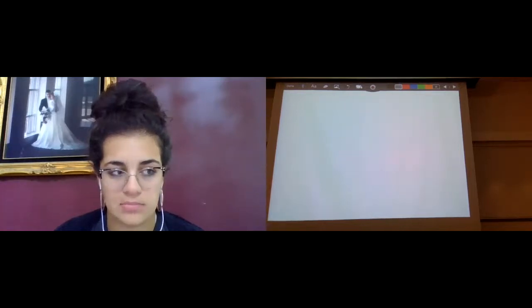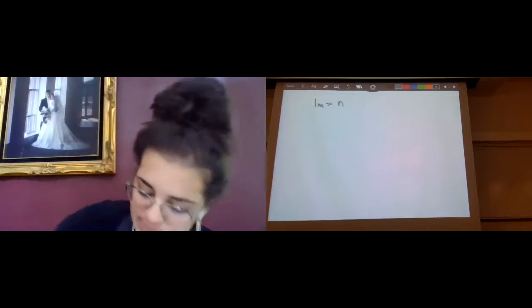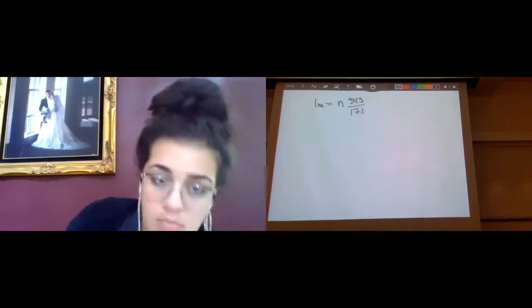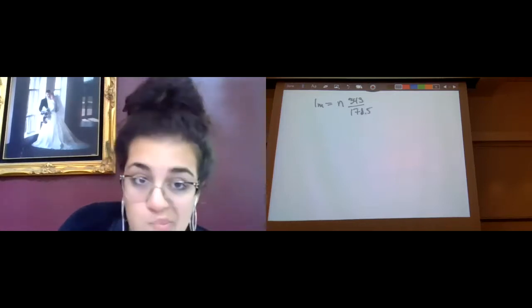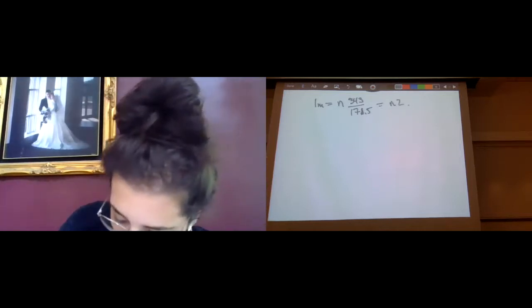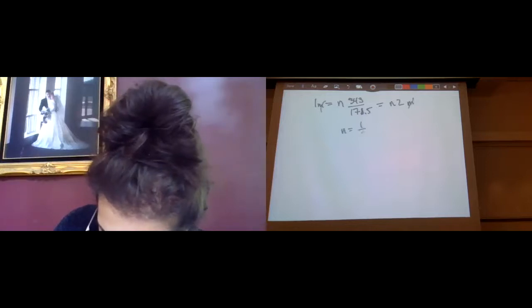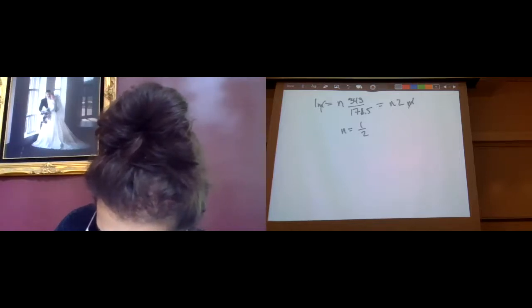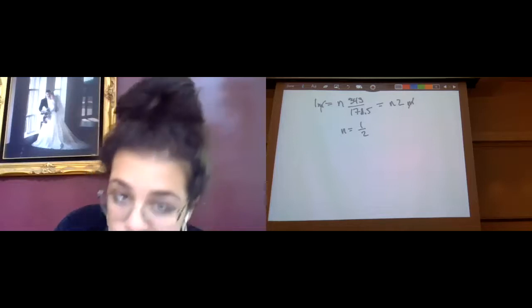We now know that 1 meter must equal some number, I'm going to call it n, times the wavelength, where the wavelength is 343 divided by 171.5, which is equal to n times 2. That's also in meters. So here the 2 meters are going to cancel, which means that n is equal to 1/2. Since n is equal to 1/2, that's a half integer. So does that mean we're hearing constructive or destructive interference? Destructive. This means we're hearing destructive interference.